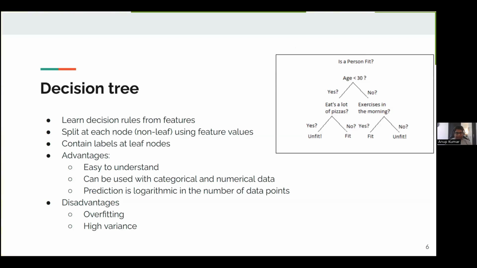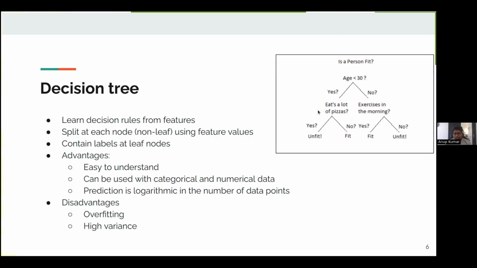Let's look at the decision tree. A decision tree works by learning decision rules from features. For example, in this image, we want to identify if a person is fit or not. The first feature that is used is age. If age is less than 30, then go towards the left. Otherwise, if age is greater than 30, then go towards the right.